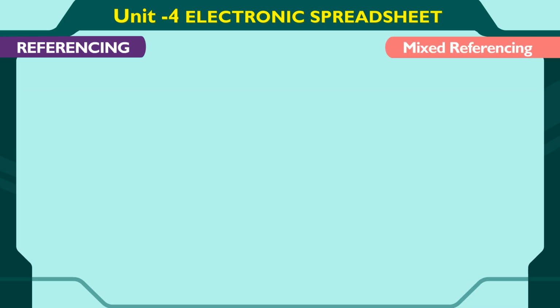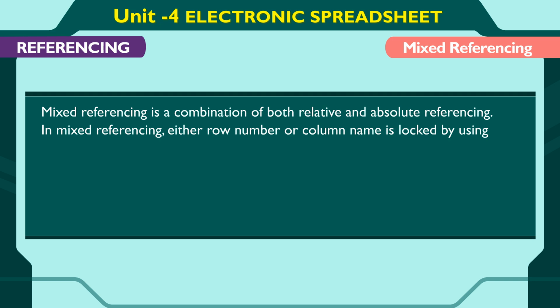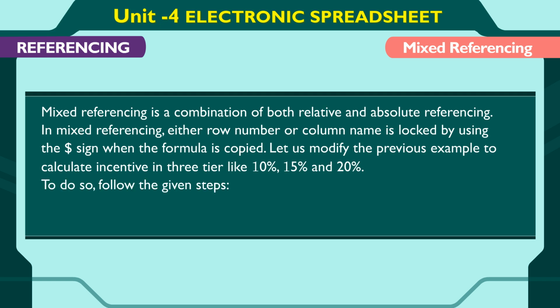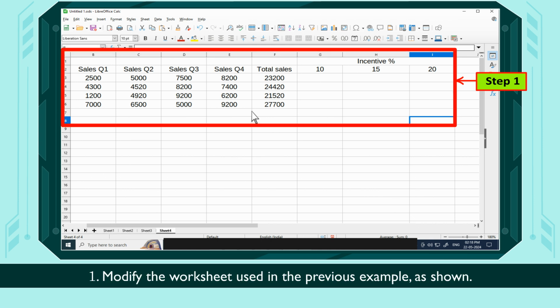Mixed referencing. Mixed referencing is a combination of both relative and absolute referencing. In mixed referencing, either the row number or the column name is locked by using the dollar sign when the formula is copied. Let us modify the previous example to calculate incentive in 3 tiers like 10%, 15% and 20%. To do so, follow the given steps. 1. Modify the worksheet used in the previous example as shown.